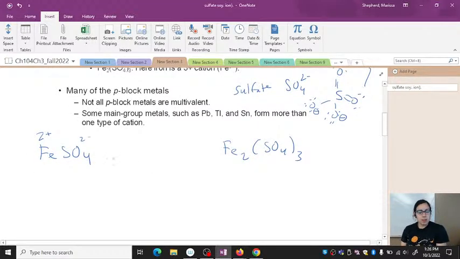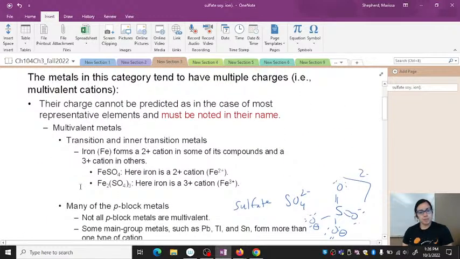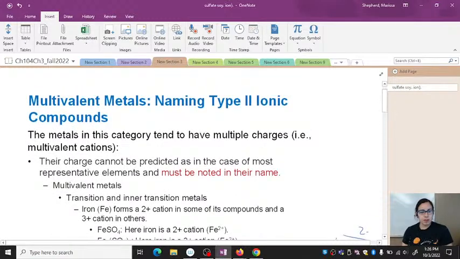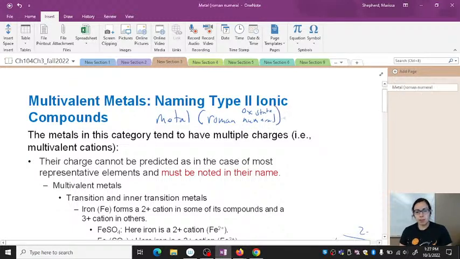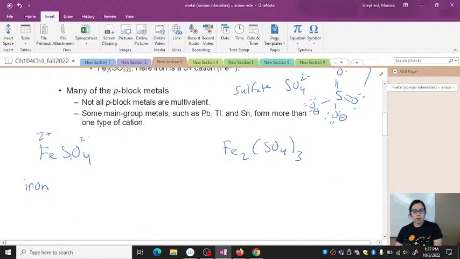And so now we can write the name of this compound. So we would write iron. And then the oxidation state has to be noted in their name. So you want to write the metal, then there's going to be a Roman numeral for the oxidation state. And then you'll do your ending, either that "ide," or in this case, since we have a polyatomic, we'll just name the polyatomic. So in this case, it's going to be iron(II) sulfate.